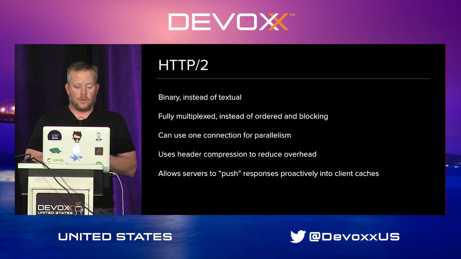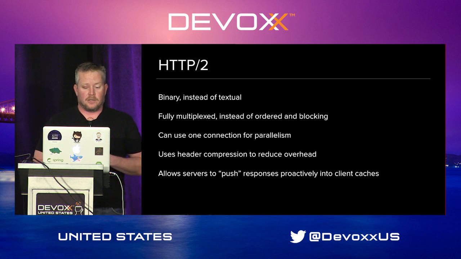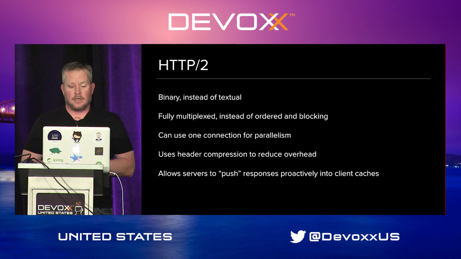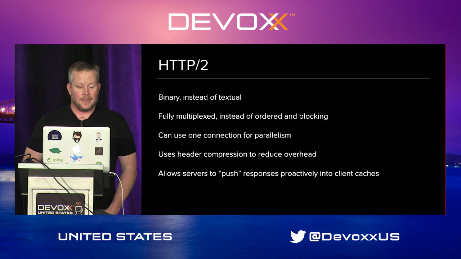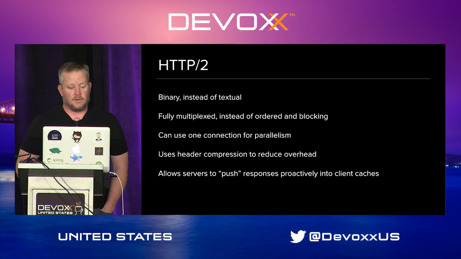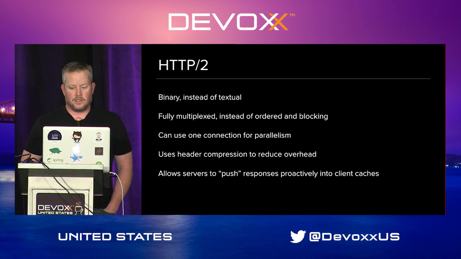So HTTP2, the key difference between it and HTTP1, it's binary instead of textual. It's fully multiplexed. So it allows you to actually send multiple things down at the same time. You can use more than one connection, or you can use just one connection for parallelism. Header compression is a big thing if you have fat headers, and then it allows servers to push and do notifications.